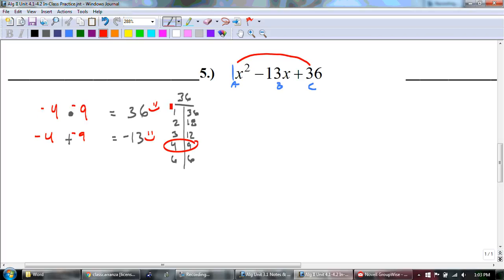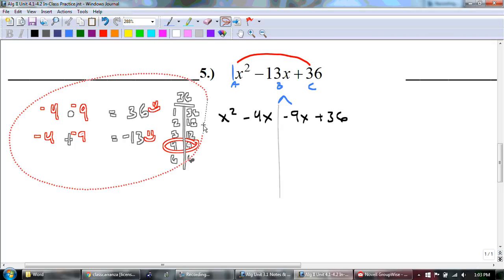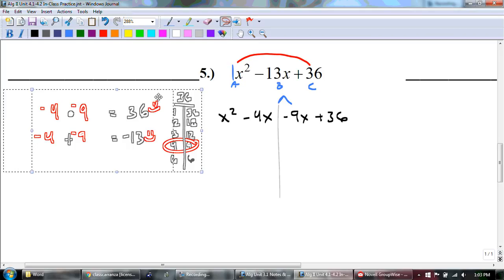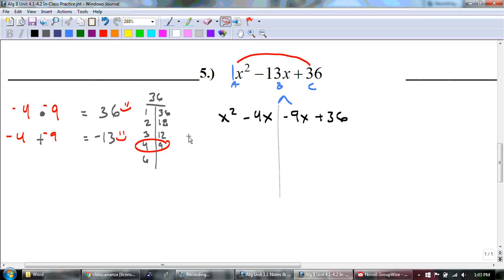And does that work in both cases now? Yes, it does. So as we split the middle term here, we make this x squared minus 4x minus 9x plus 36. Now we just keep on keeping on. I'm just going to move all of this over here.